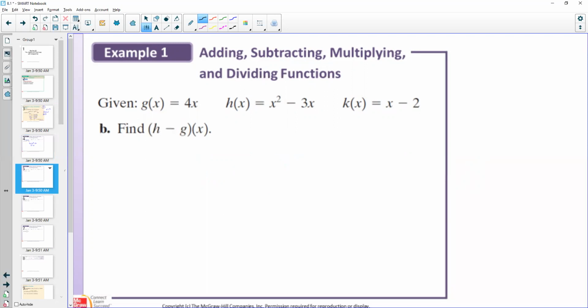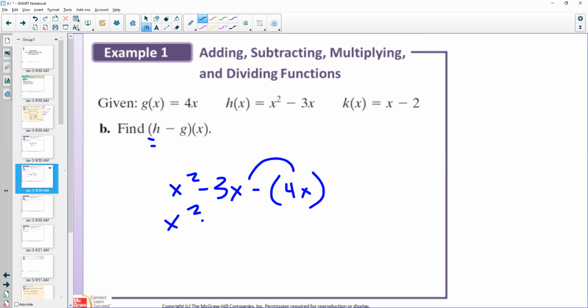All right, let's subtract some. It's a little trickier with subtraction, because if I had a two-part thing, the subtraction would be distributed. In this case, I'm doing h of x minus g of x. Whatever comes first is what you use first. So x squared minus 3x minus 4x. If I had to distribute that to more than one term, I would, but in this case, x squared minus 3x minus 4x makes x squared minus 7x. Look, it's finished. That was it.